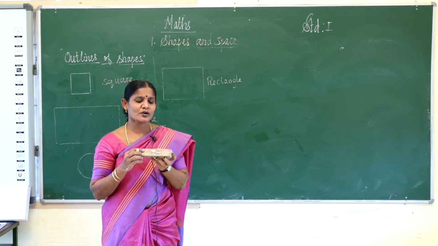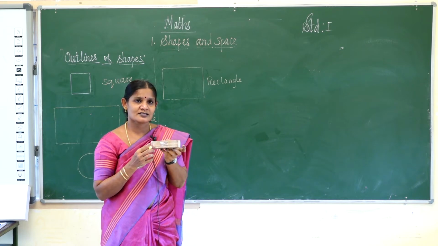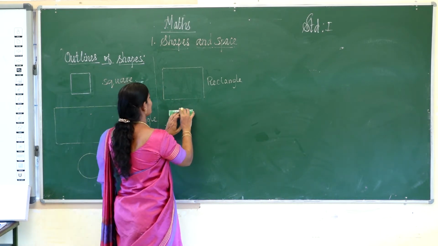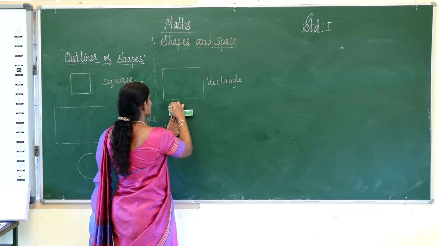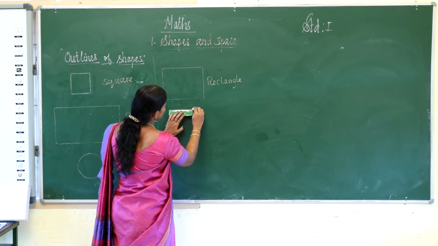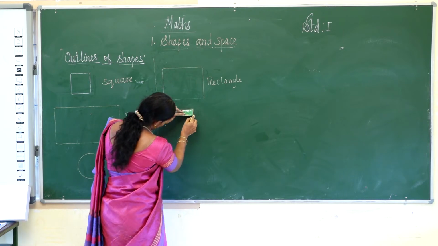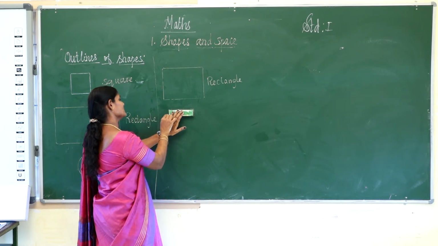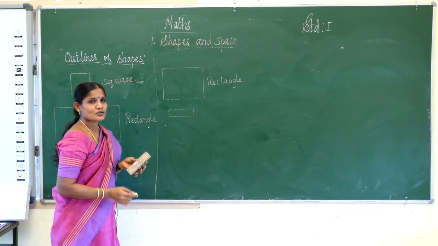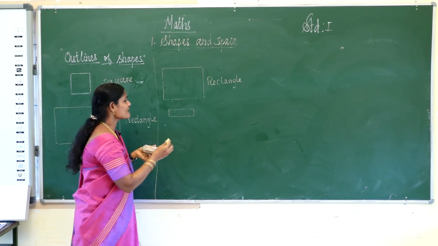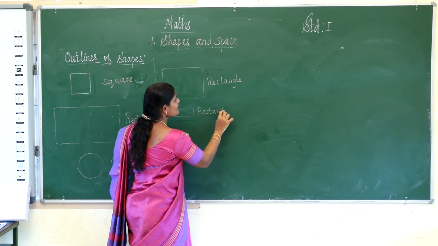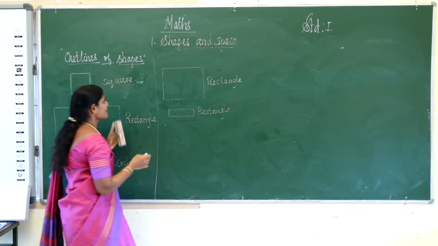Okay, so we have to see some shapes. What is this? This is the duster. So you draw the outline. Like that you put. So draw first side, then second side, then third side and fourth side. Okay. So what is the shape? The shape is a rectangle. Okay. This is the outlines of the shapes.